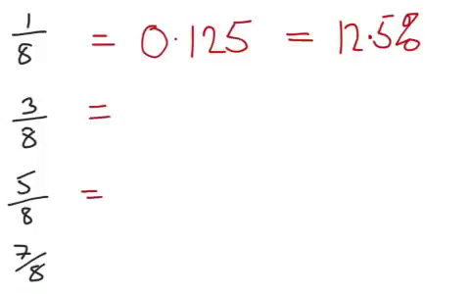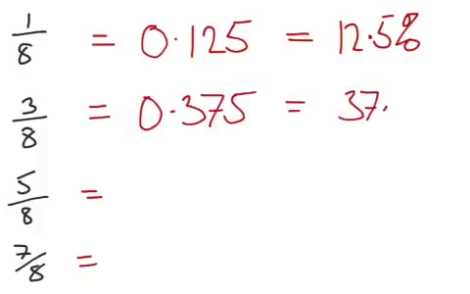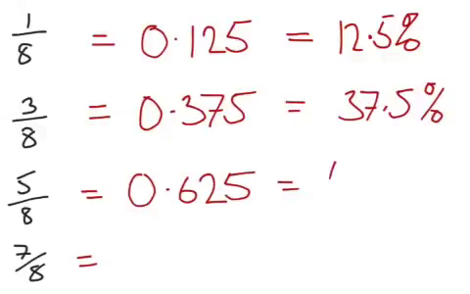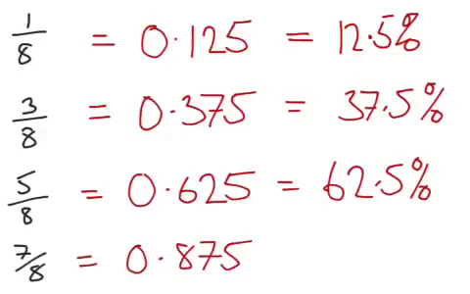Again, once we get the first one, we can work out the rest, because 1/8 is 0.125, so 3/8 is 3 times that, 0.375, which is 37.5%. Doesn't matter if you write 37.5% or 37 and a half percent. But 1/8 is 0.125, 5/8 is 0.625, it's 5 times that, which is 62.5%. And if 1/8 is 0.125, then 7/8 is 7 times that, 0.875, which is 87.5%.